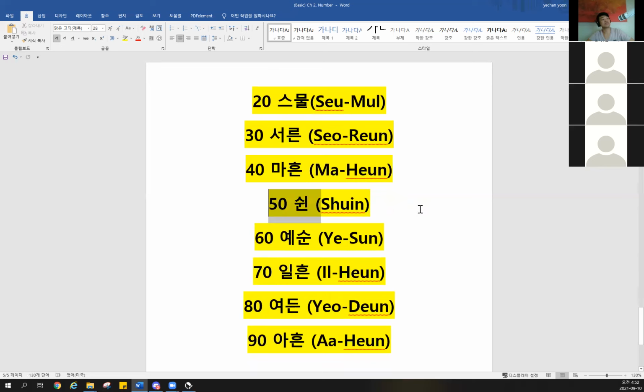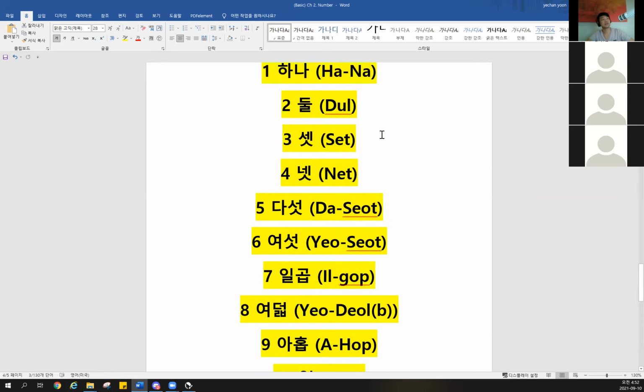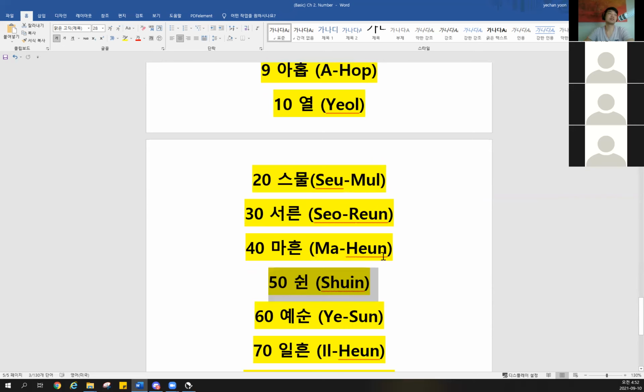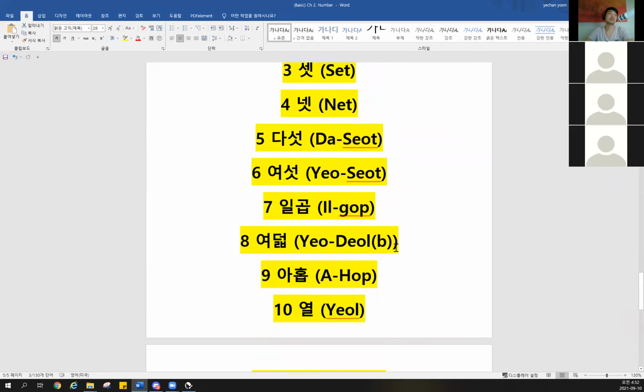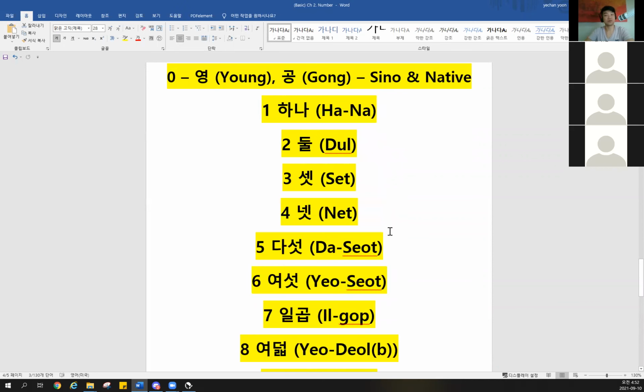First of all, how can you say 50? Shin. Shin, perfect. And then what's the 3? Set. Set. But as I told you before, we don't pronounce the ending. So set. Okay, and then how can we add it together? Shinset, perfect. That is the 53. So you can memorize that one. You can also practice with another parent's age, or your own age as well.